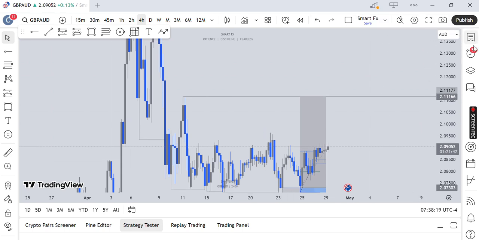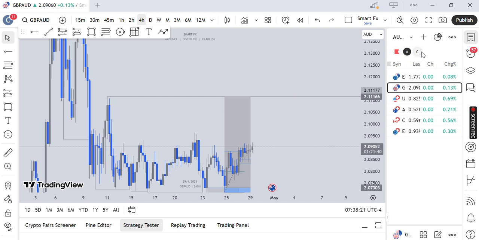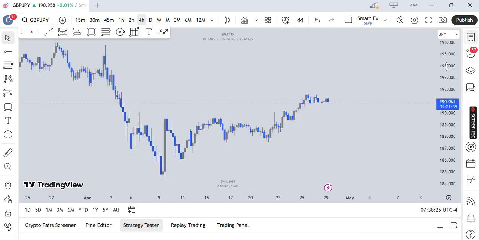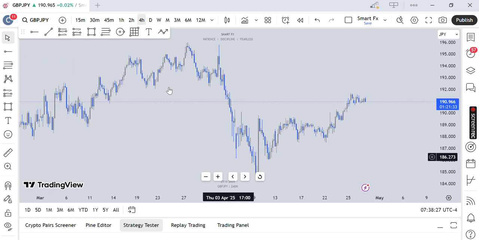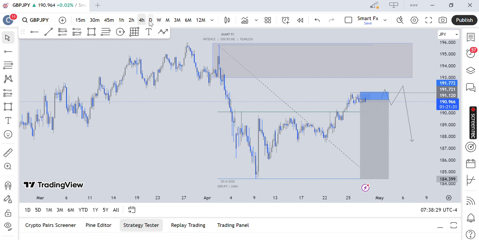So I had another entry on GBPJPY today. Just the same thing I've been trading, right? So I think this was part of what I analyzed.